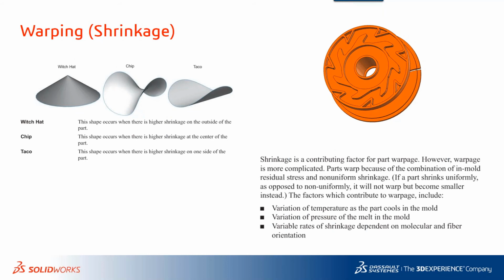Variation of pressure of the melt in the mold, and lastly, variable rates of shrinkage depending on molecular and fiber orientation. And we can actually look at a lot of these, especially the molecular and fiber orientation, again using SOLIDWORKS Plastics, and that will give you a really good idea of maybe even potentially changing your gate location so that your plastic distribution can be much more even and help with that fiber orientation as well.